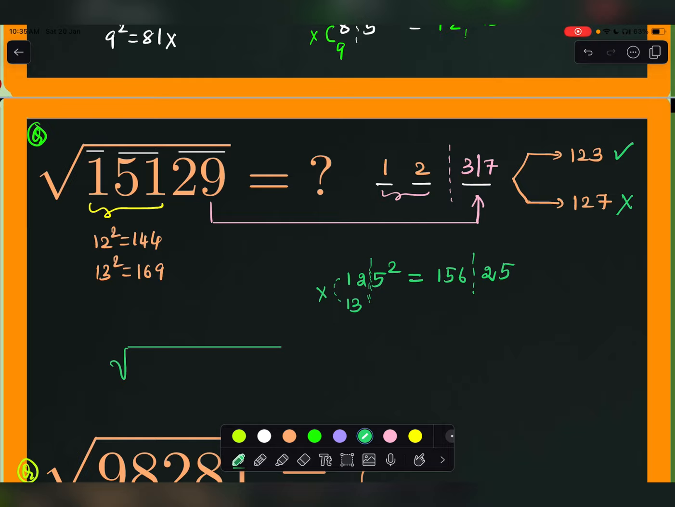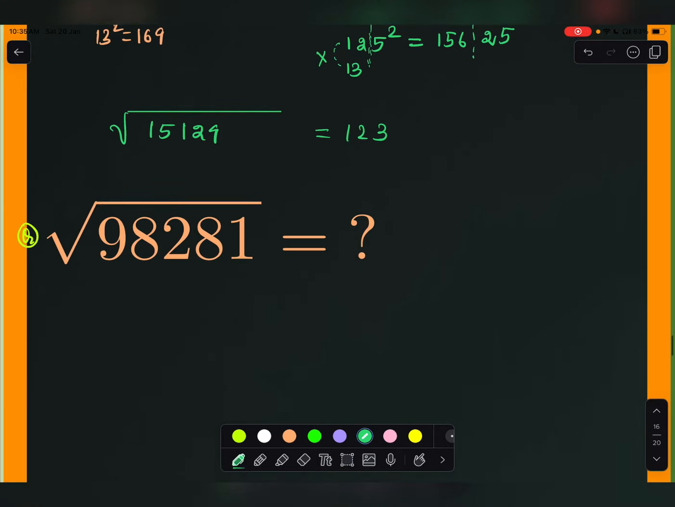So therefore I can calculate this square root value. I can estimate it very easily. So the square root of 15,129 is equal to how much? 123 we got, right? Clearly, right?